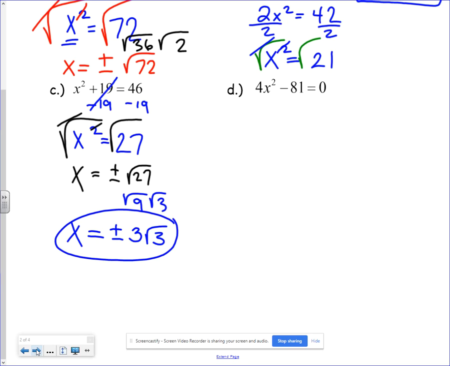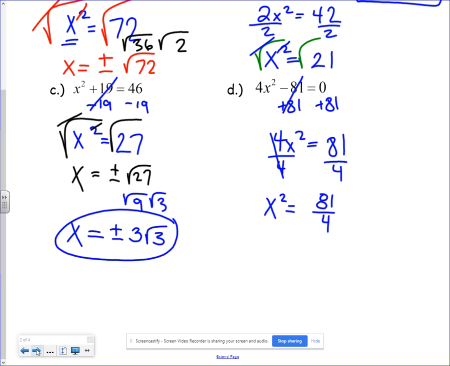Right, one last one. D, let's add 81 to both sides. We get 4x squared equals 81. Divide both sides by 4. 4 doesn't go into 81 evenly, so just leave it as a fraction. It can't be reduced. So we've got x squared equals 81 over 4. So now take the square root of both sides.